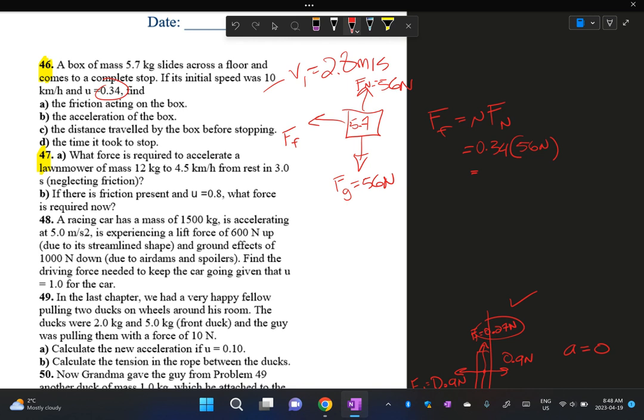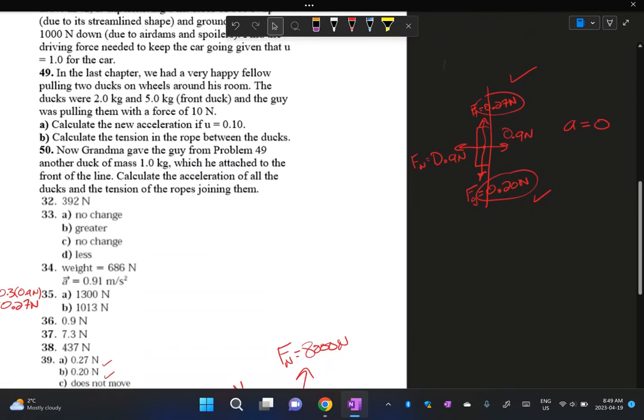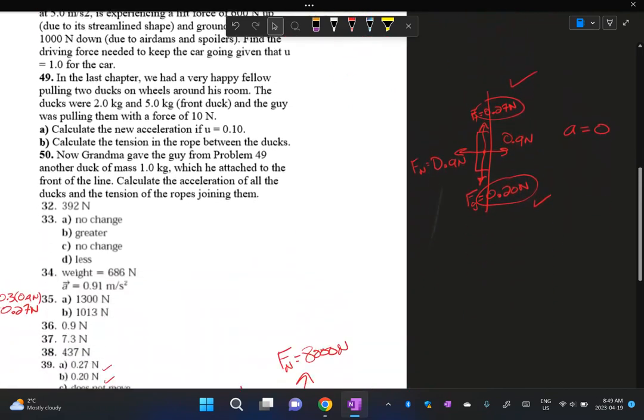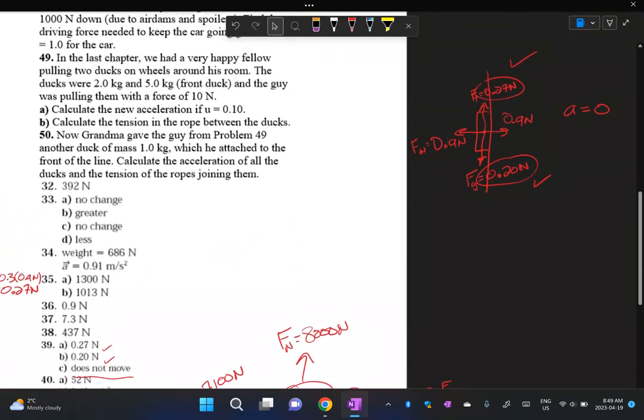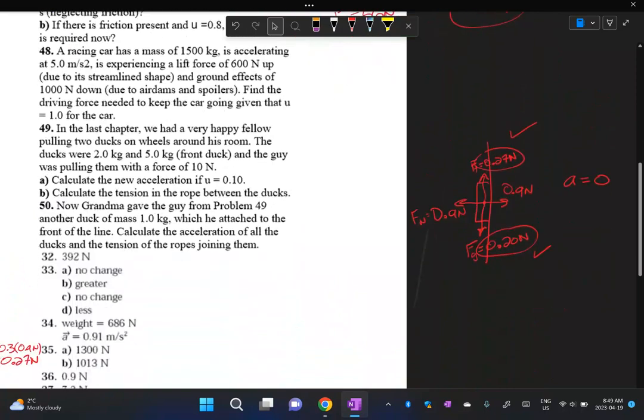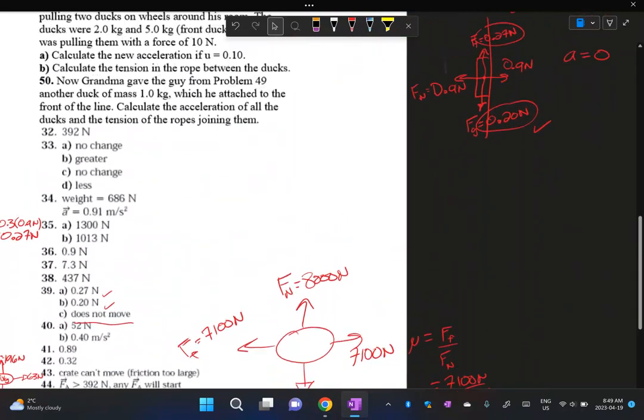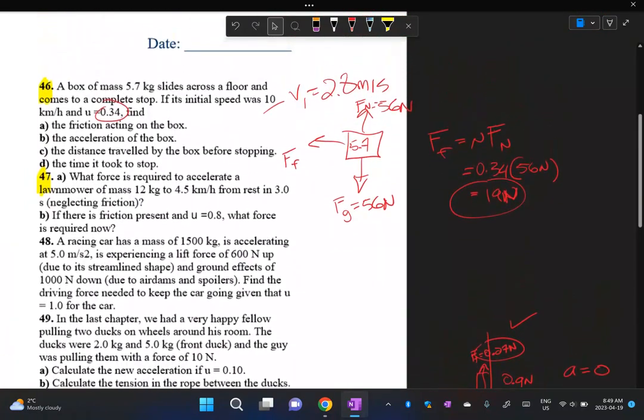So this is just for A. I'm going to go through the whole thing. So 0.34 times 5.6 equals 19 newtons. Now I'm going to mess everything else up if I don't get that part right, so I'm just going to scroll down and make sure everything agrees here. Number 46. All right, 46. 19 newtons looks good.